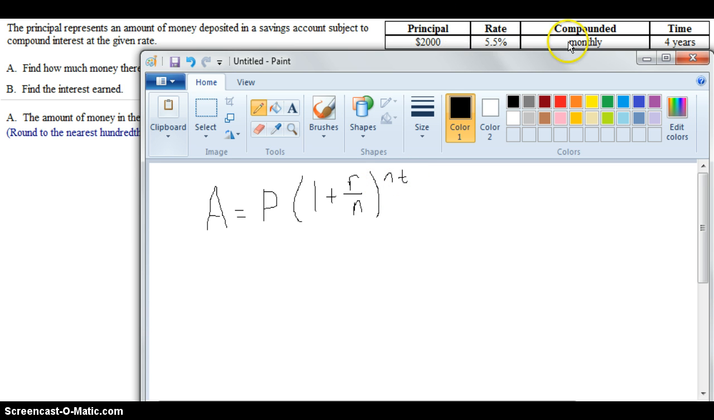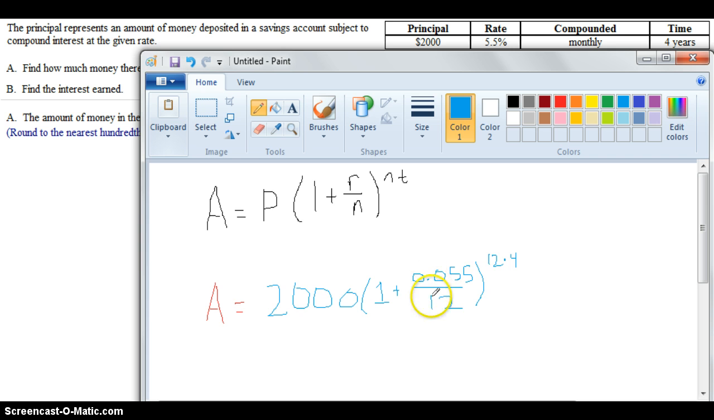So if we plug in all this information, note that compounded monthly would be 12 times a year, so n is going to be 12. We get, and it's important also to make sure you convert the percentage, 5.5% interest, to a decimal. So that means slide the decimal point over 2 times to convert between a percent and a decimal. So if you slide that over twice, it's 0.055, which is the decimal equivalent to 5.5%.